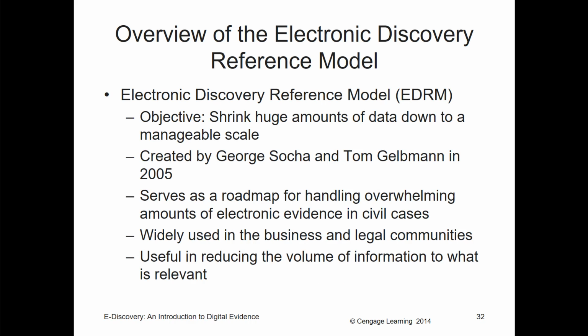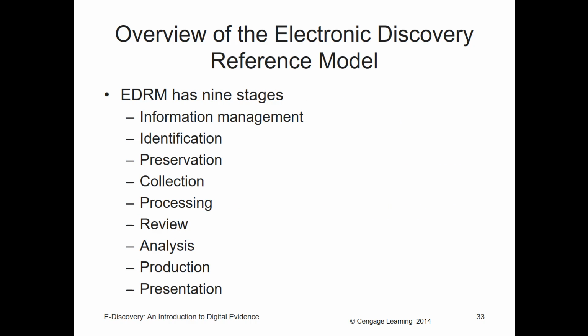We have what's called the Electronic Discovery Reference Model, EDRM. Its objective is to shrink huge amounts of data down to a more manageable scale. It was created by a team of 2 individuals in 2005, George and Tom. It serves as a roadmap for handling overwhelming amounts of e-evidence in a civil case. It's very widely used in businesses and is useful in reducing the volume of information to what is relevant. It has 9 stages: information management, identification, preservation, collection, processing, review, analysis, production, presentation.